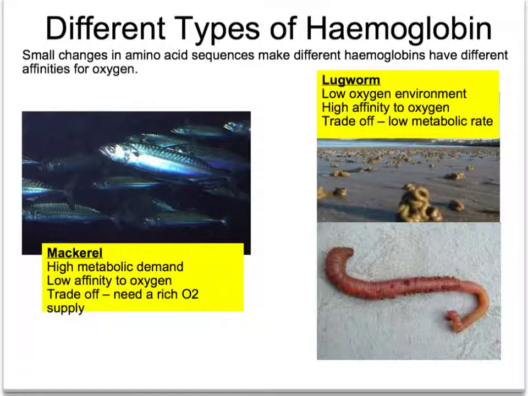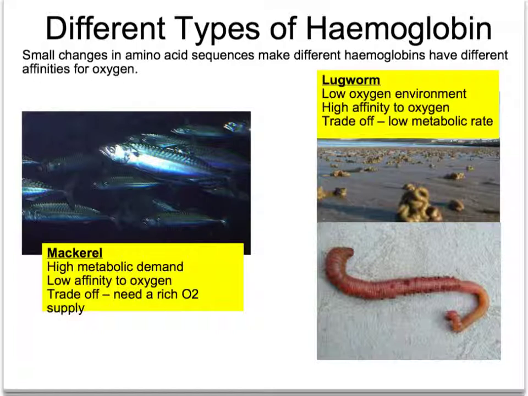Now hemoglobin's got a pretty tricky role in that it's got to be able to pick oxygen up in areas where there's lots of oxygen, i.e. the lungs in humans or gills in fish, and then take it to and release the oxygen in areas where there's not much oxygen, so respiring muscles and respiring tissues.